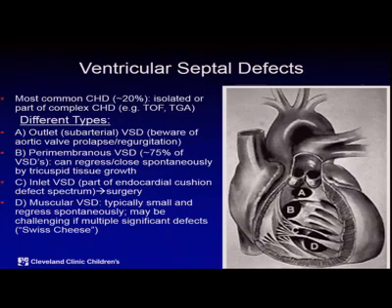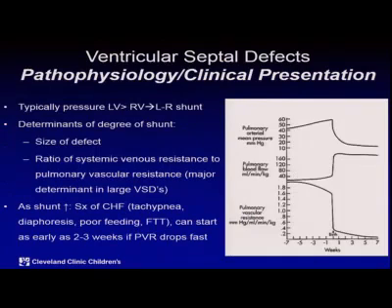Muscular defects are pretty common, particularly in the newborns. They're usually small, and they usually regress spontaneously because they are surrounded by muscle. So the muscle can grow around them and seal them shut. But they can be challenging if we have multiple significant defects. We call this a Swiss cheese ventricular septum.